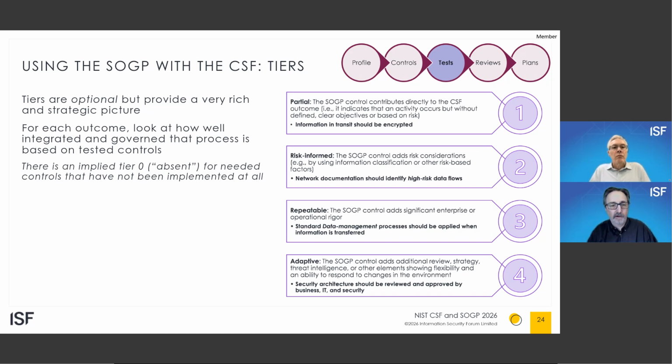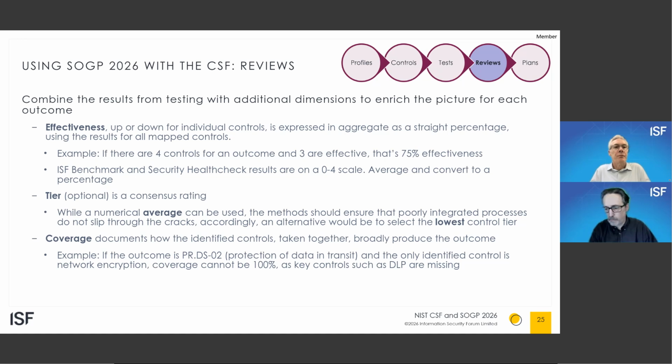So moving on from tiers, we're going to look now at reviews. Reviews are where you put it all together. So we talked about effectiveness. That's the testing that we just talked about. Then you look at tier, again, optional. But that can provide a level of integration. How isolated is your firewall operation? How isolated is your security response function? That can help you really break down those silos that I think all of us have seen and have been very frustrated with.